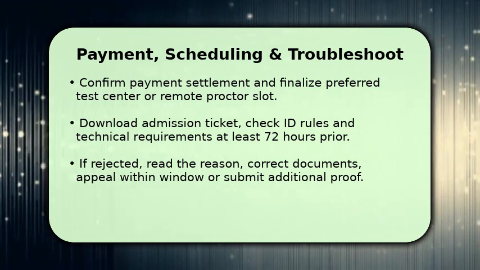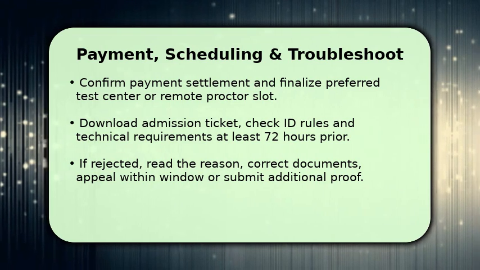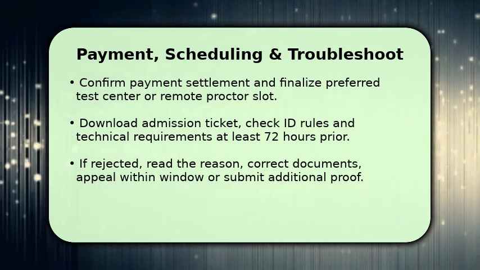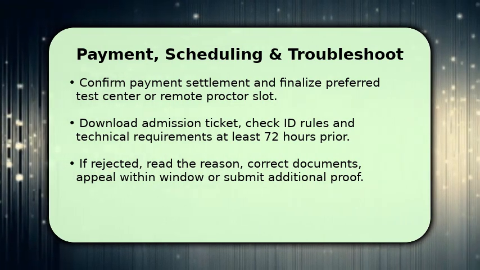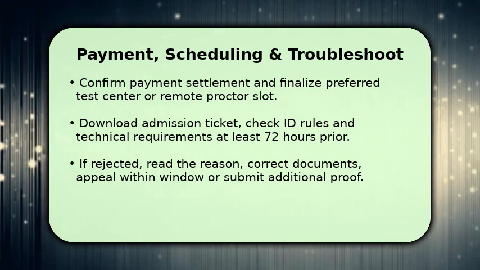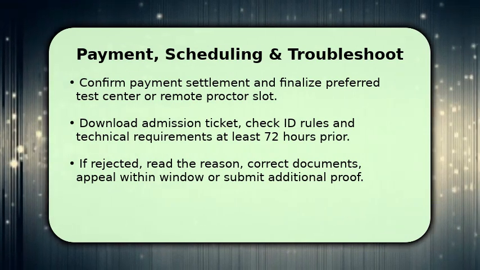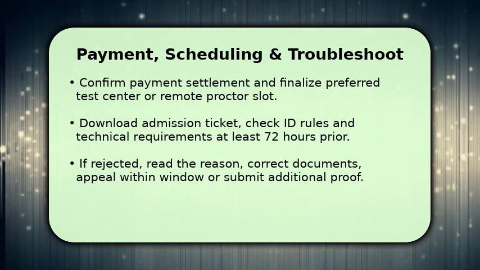If an application is flagged or rejected, read the reason carefully, correct the specific document, and submit an appeal or additional proof within the allowed window. A targeted fix usually resolves most issues efficiently.